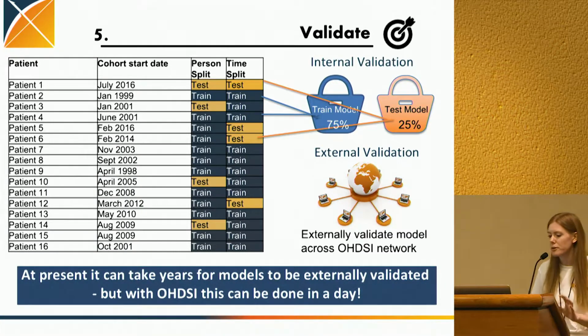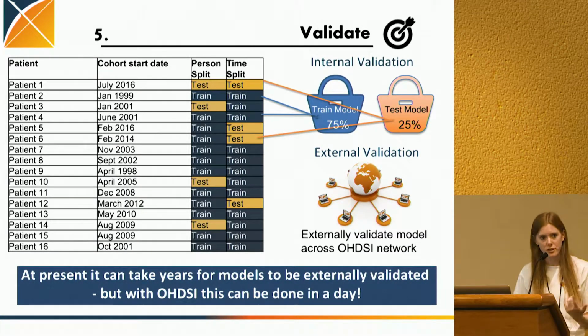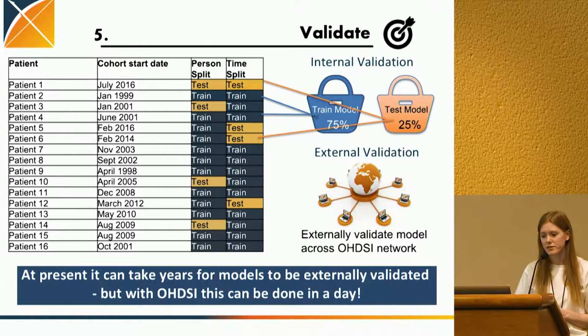And then the final bit is how you validate the model. So we mentioned earlier we have two types of validation. You have the person split and the time split. So with a person split, if you had 16 people in your development data set, and you wanted to hold out 25% to do the validation and train on 75%, then you'd want 4 people in your test set. So for the person split, you just randomly pick 4 rows. So we see here we've got 4 rows that are in yellow, and that's your test set, and the rest are in the blue. That's your train set.